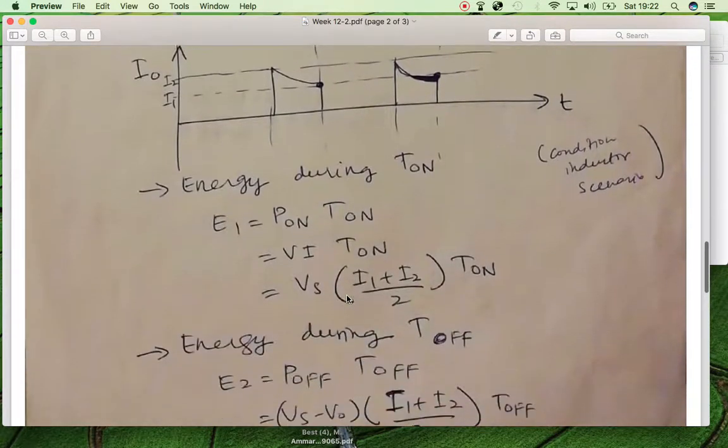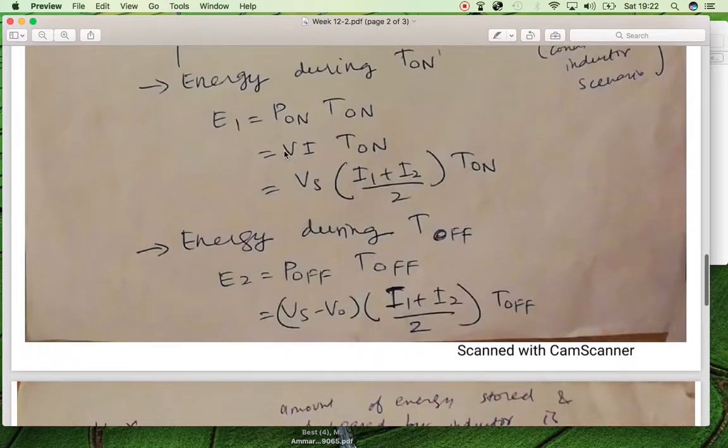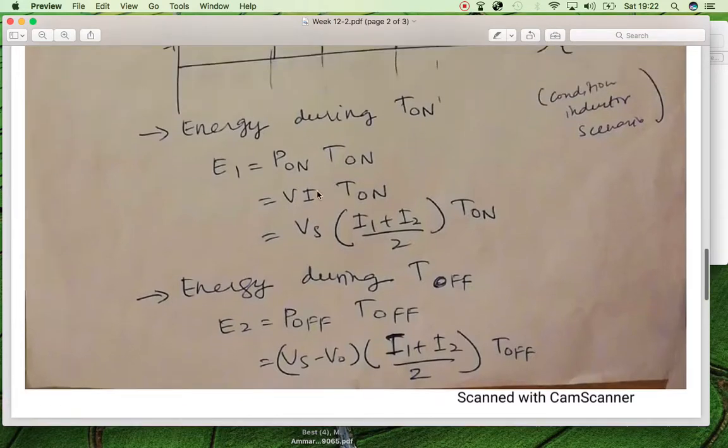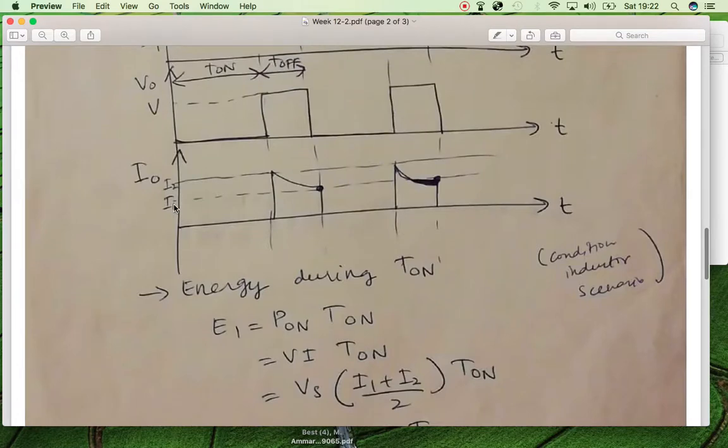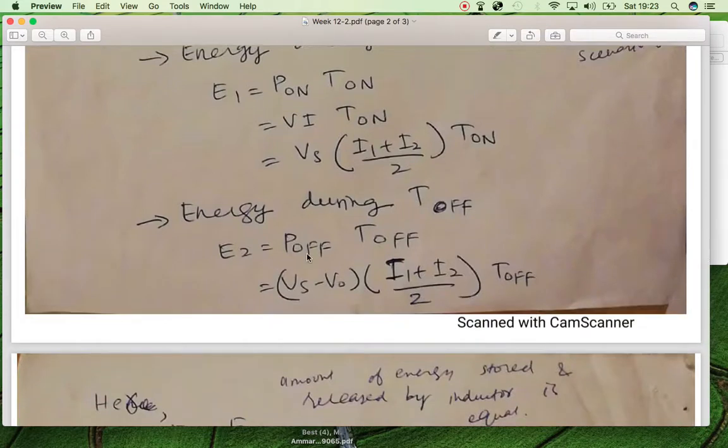Whenever we want to calculate the energy during the T on and T off time, this is the formula for the energy, which is P on into T on for the on state energy calculation. P on is equal to Vi, and during the T on time V is equal to Vs, and I is the average of the two current levels, I1 plus I2 divided by 2. During the T off time, the energy is equal to P off multiplied by T off, and P off is Vi.